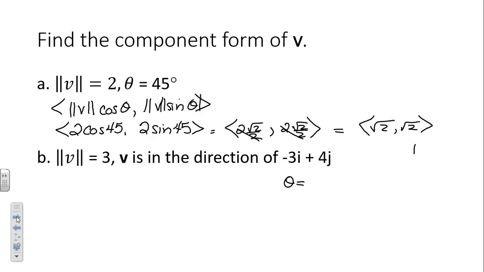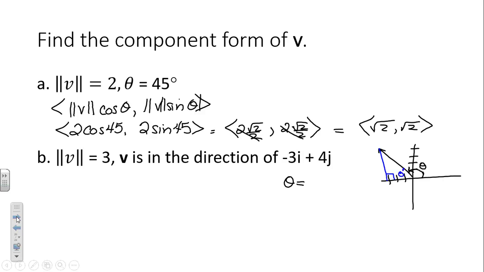So let's sketch it out. If we're at negative 3i, that's 3 in the negative horizontal direction, right? And 4 in the positive vertical direction. So our vector's going here. So how do we find this theta? Because theta is always, always, always from the positive horizontal axis, right? Always starting here. Find this little angle right here, and then subtract it from 180.